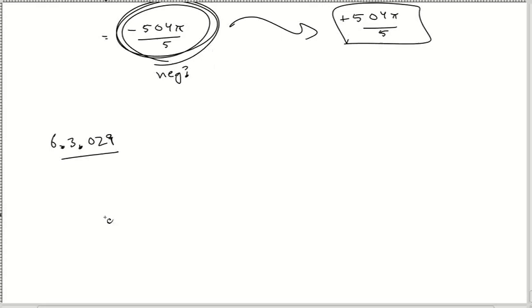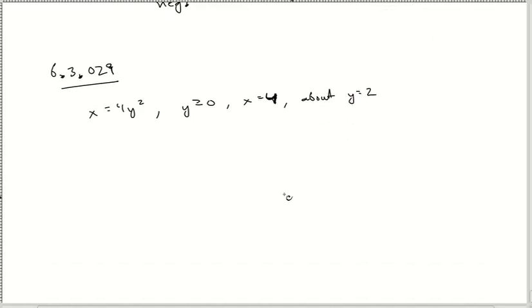Next question. I got x is equal to 4y squared. I got y is greater than or equal to 0. I have x is equal to 4. It's a terrible 4, but it's a 4. And then I got going about the y equals 2 line.